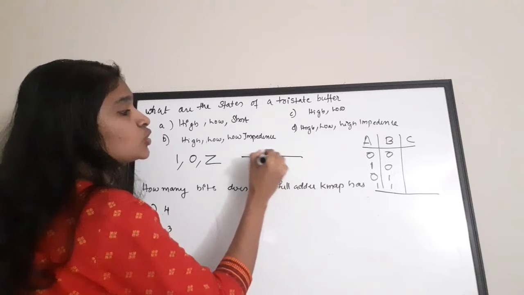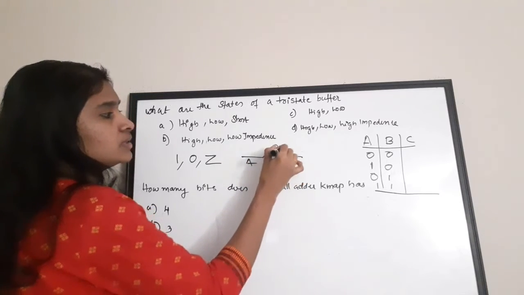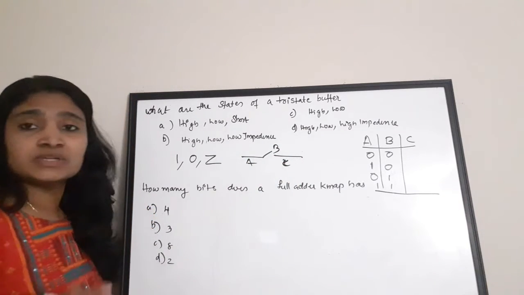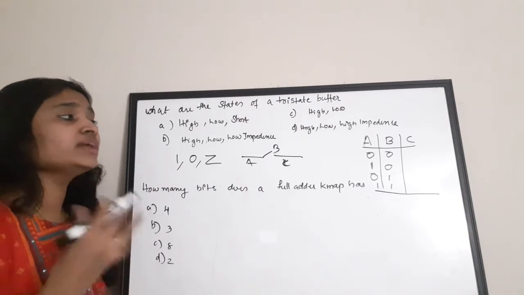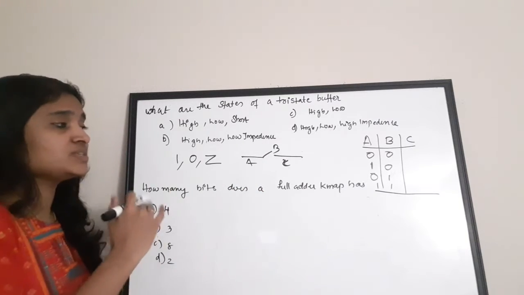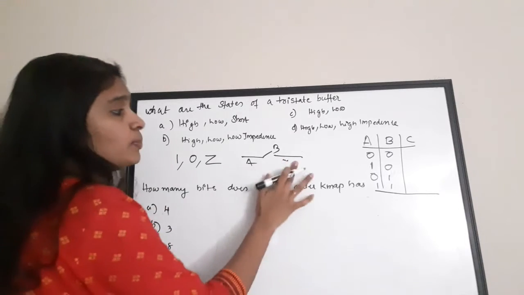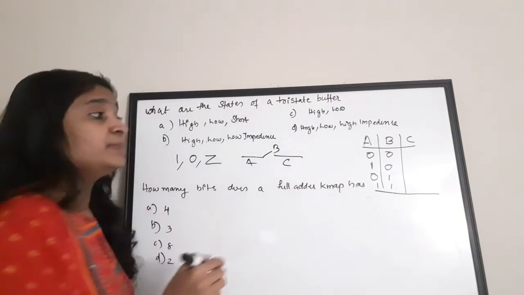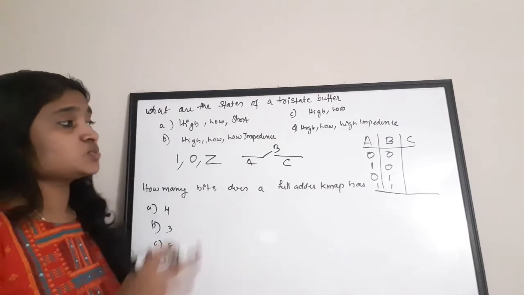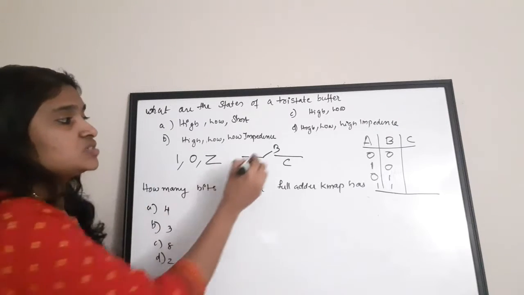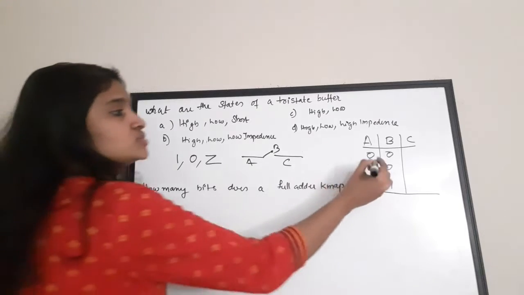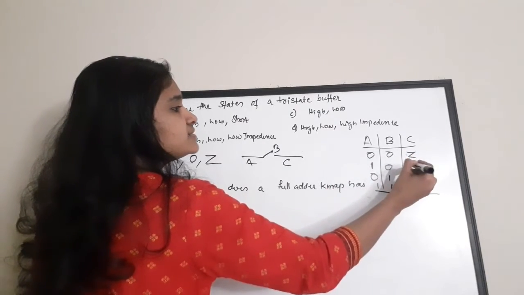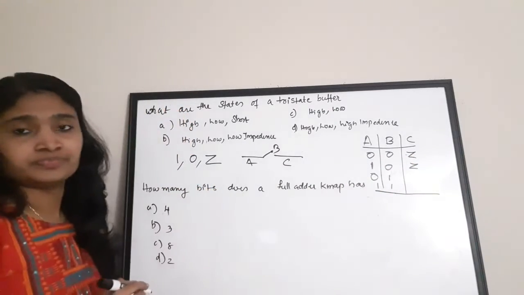So when the value of B is 0, we assume that the switch is open. The switch is like this. That is, we won't get any output. Okay, so this is called the Z state or high impedance state.